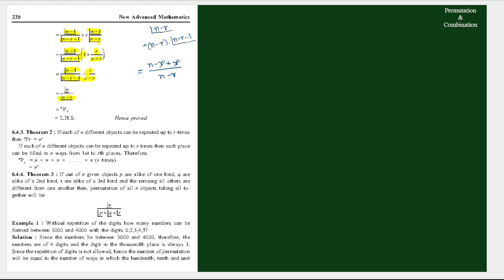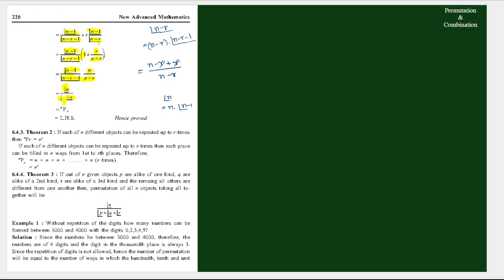ये भी देखो n into n minus 1 factorial, मतलब क्या है? फैक्टोरियल n होगा. फैक्टोरियल n को हम कैसे लिख सकते हैं? How can we write factorial n? Factorial n is n into factorial n minus 1. This is also same, n minus 1 factorial into n. Yes?